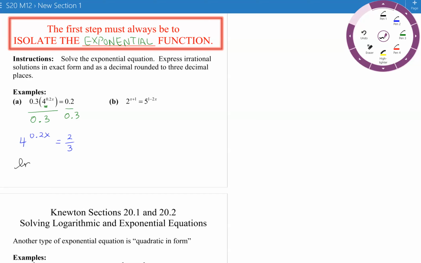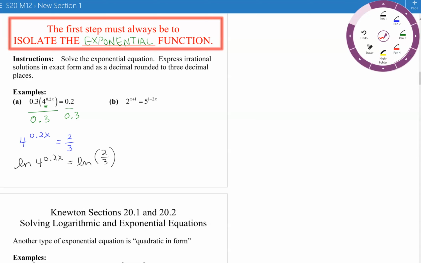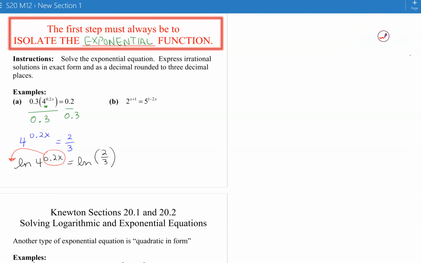So I'm going to do the natural log of both sides. And notice that the ln comes in the front of both sides. You can't write ln at the back. It doesn't make any sense. And then we're going to use our property that says our exponent can come out in the front as a multiplier and have 0.2x times the ln of 4 equals the ln of 2/3.